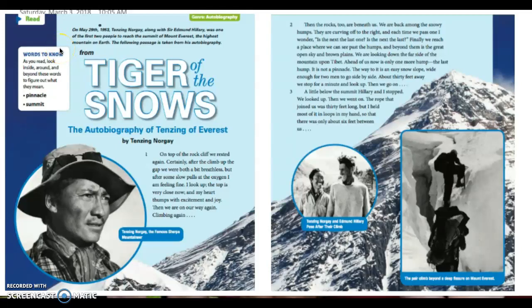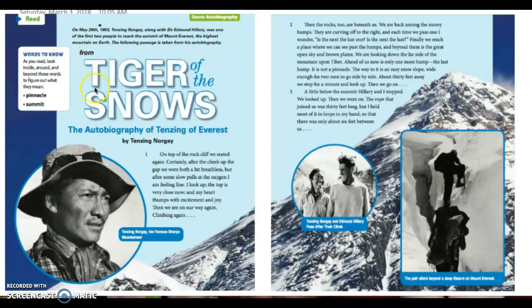Today we are going to look at the passage, The Tiger of the Snows, and we're going to look at the different elements of the passage and find out which text structures are in this passage. When we look for text structures, we're going to look for clue words and words that give us an idea about what type of hidden structure this is.